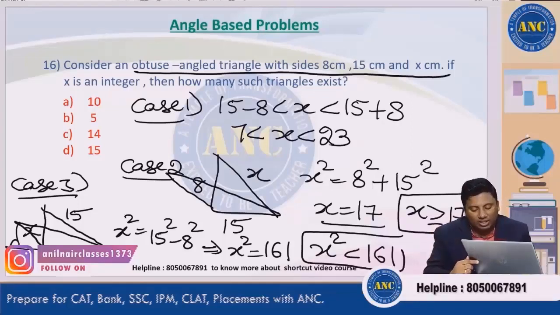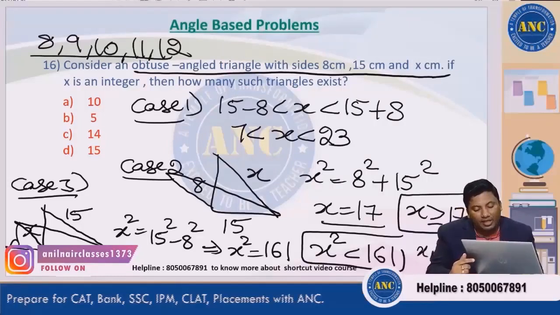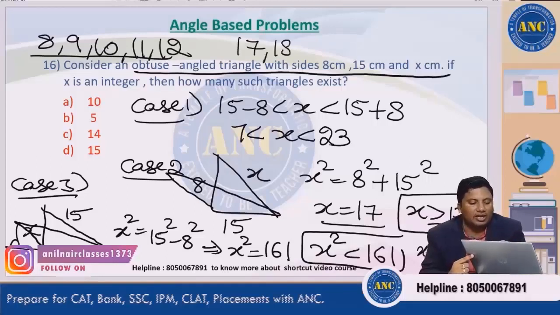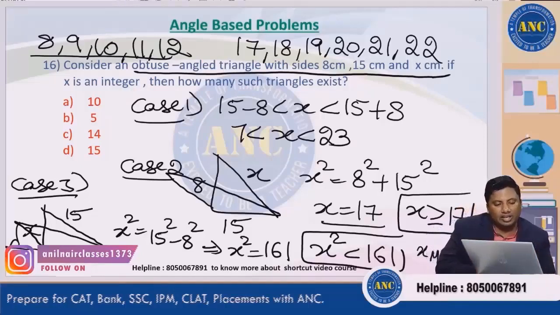Less than 161 means x maximum value it can take is 12. So 7 less than x means 8, 9, 10, 11, 12. These are the values which we will get. X is greater than or equivalent to 17: 17, 18, 19, 20, 21, 22. 22 we will get. I hope it is clear, right?